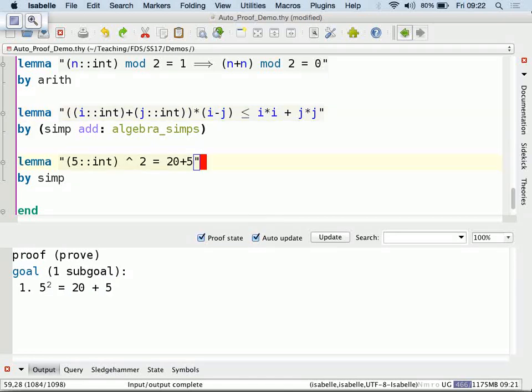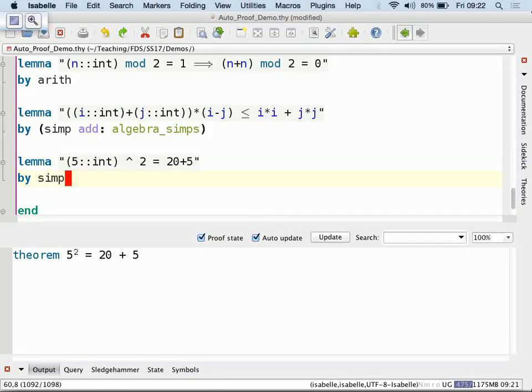And finally, an example where you just use the simplifier to evaluate something, for example, that 5 squared is equal to 20 plus 5, and then the simplifier will just do that. Because everything here is a number, I mean a concrete number. That's why it can evaluate it. So we have taken care to make sure that all the basic operations, if all their arguments are numbers, then simplification will evaluate them to a number again. That's why it works.